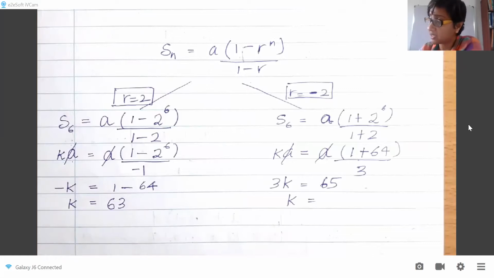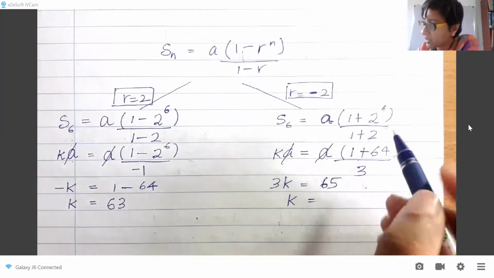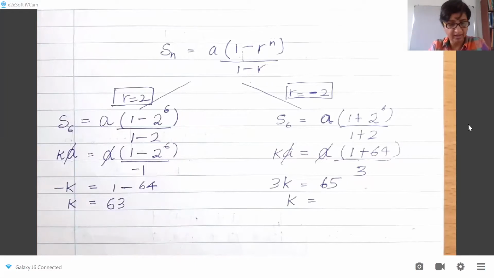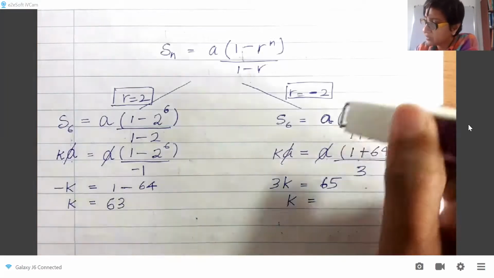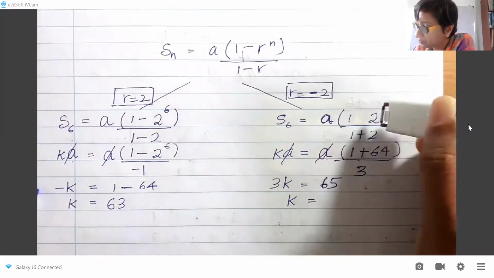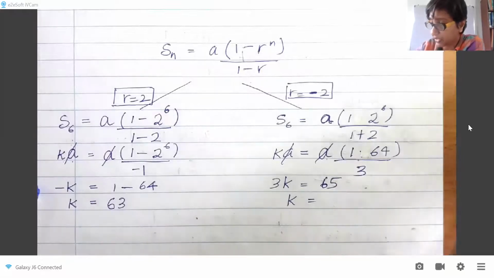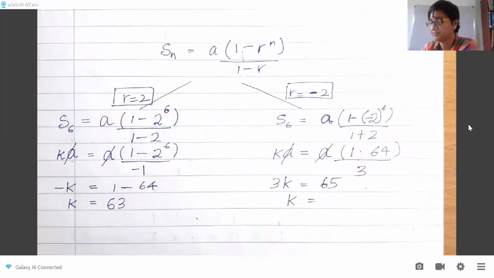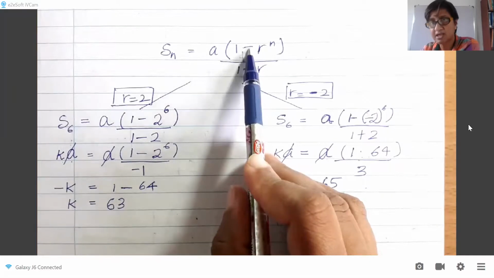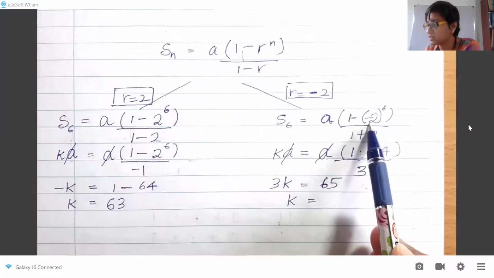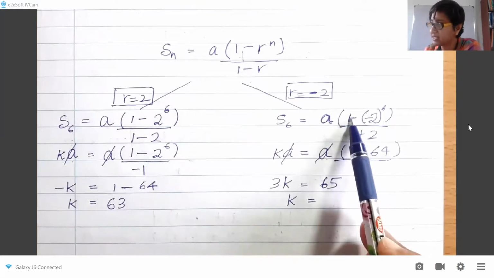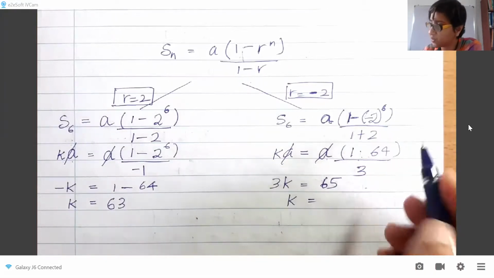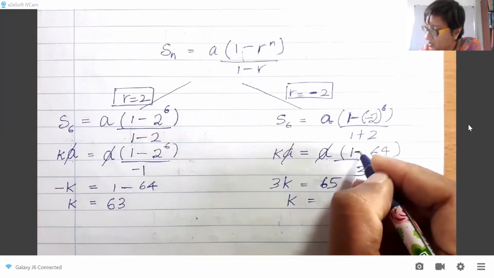Oh, wait. I have written this wrong here. Let me correct it. Now, I just changed my minus to plus. I can't do that. That's not how I should correct it. The formula is 1 minus R to the power of n, and now my R is -2. I can't bring this minus sign here. It's 1 minus; I have to first take the power of that number.